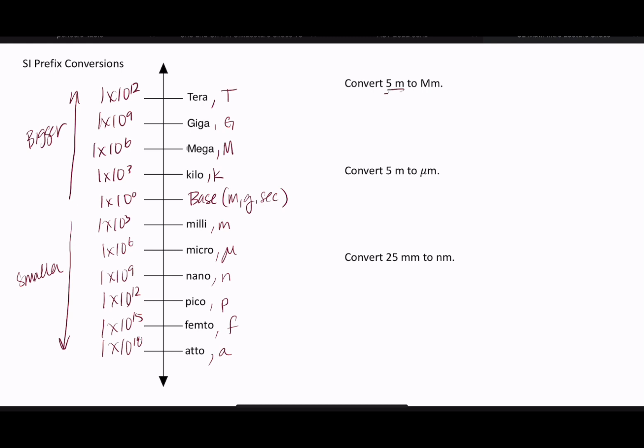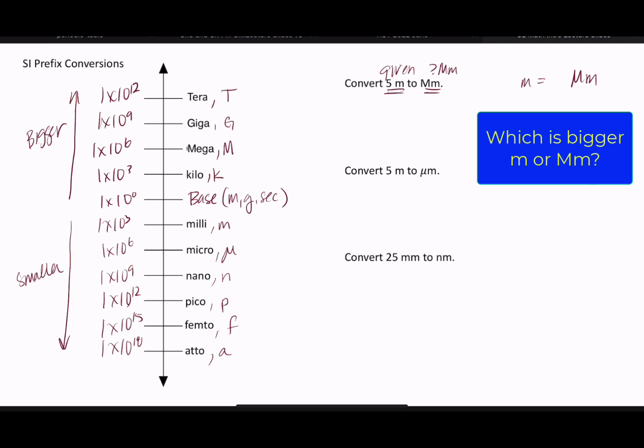So this is to convert 5 meters to megameters. This is my given, and I'm trying to convert to megameters, which means that I need to write a conversion factor between meters and megameters. So step 1 is always going to be find the bigger unit. So let's go find the bigger unit.